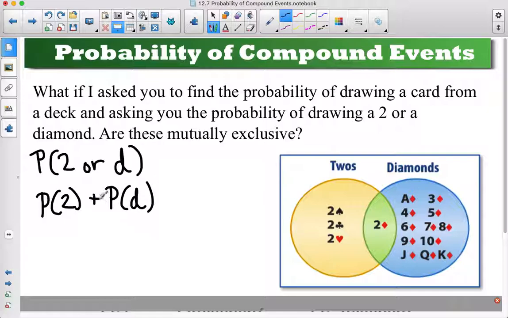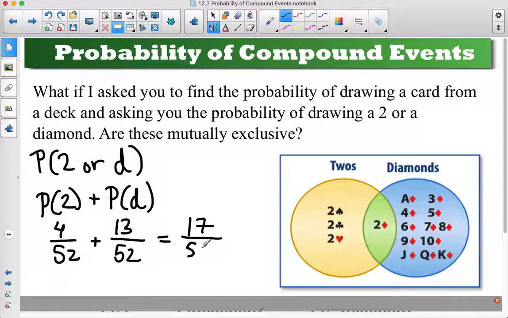And I know or means addition, so I do the probability of getting a 2 plus the probability of getting a diamond. The probability of getting a 2 we know is, well, there's 4 twos in the deck, one for each suit, so 4 out of 52, plus what's the probability of getting a diamond? We talked about there are 13 of each suit, so 13 out of 52, and I add those up and I would say, well, there's 17 out of 52. There's a 17 out of 52 chance that I get a 2 or a diamond.